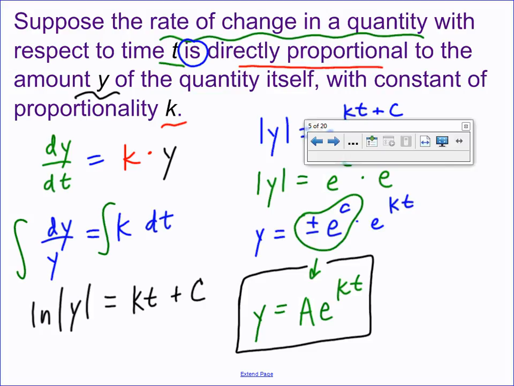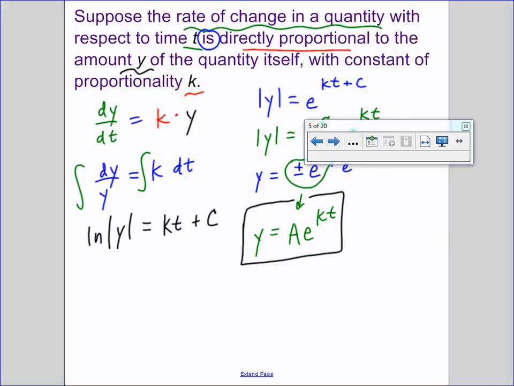Oftentimes we'll see that as y equals y naught times e to the kt. A lot of times you've already seen that as your APERT formula. All these are the same thing. And so when you see the rate of change in a quantity is directly proportional to the quantity itself, you're authorized to jump right to one of these generalized solutions and plug in initial conditions to determine the missing constants if given. Your first half of your OTL deals with this type of exponential change.